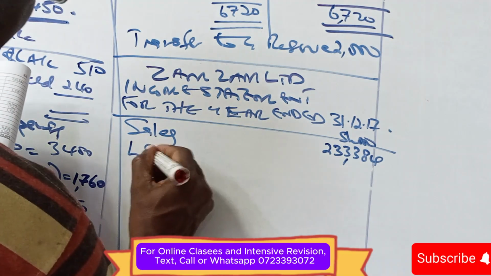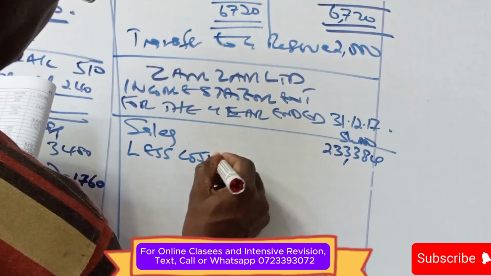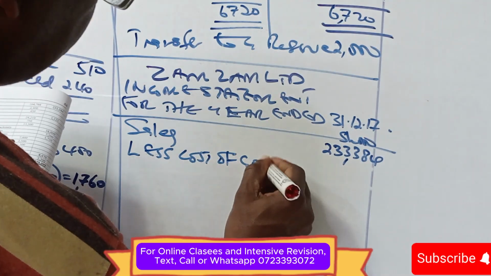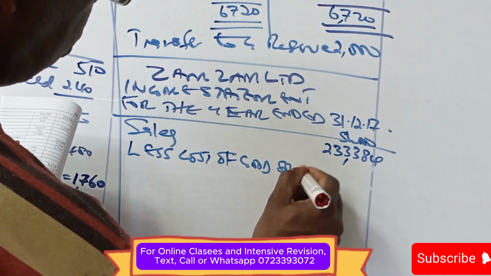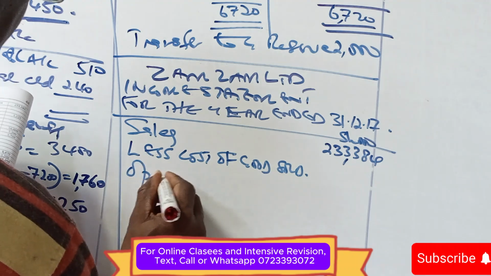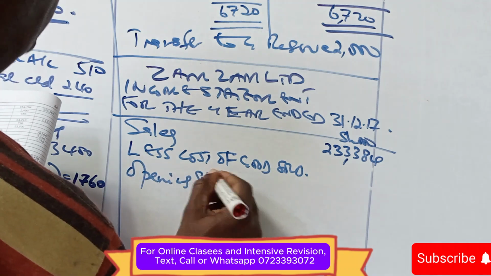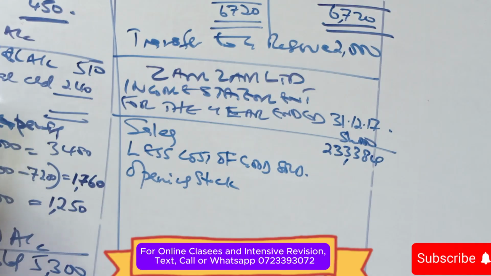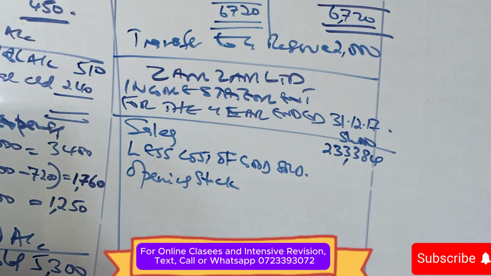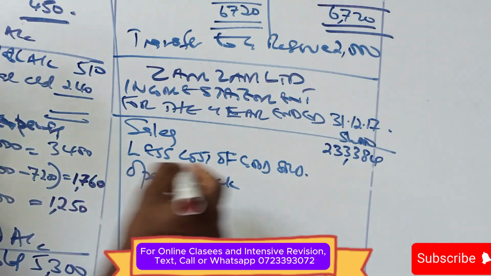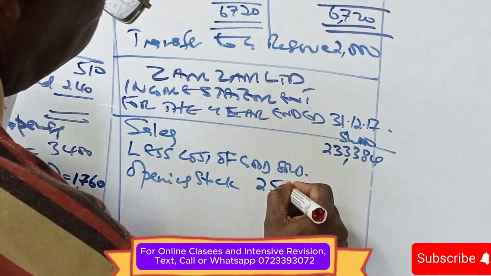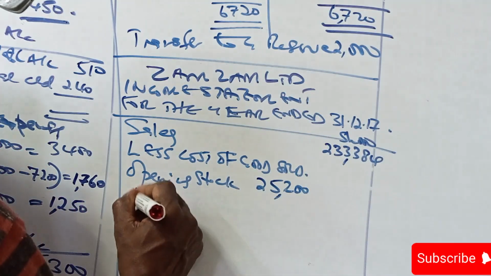So we say less cost of goods sold. Always remember your format. Cost of goods sold. We have opening stock, and our opening stock is there in the trial balance, amounting to 25,200.